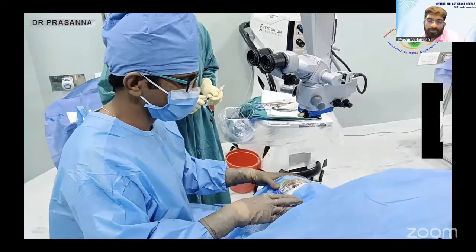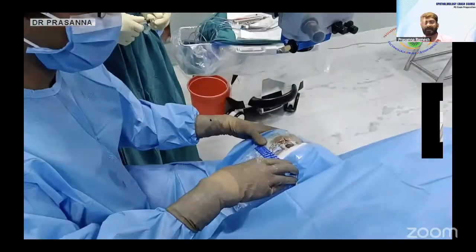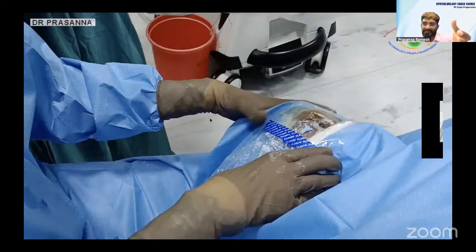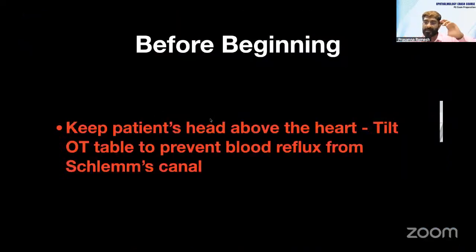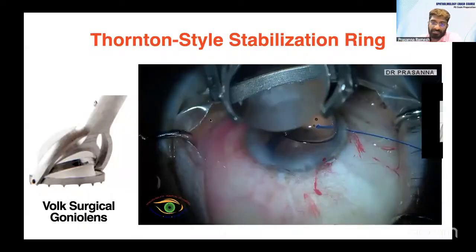And after that, what you do more is you tilt the patient's head away. The microscope is tilted towards you. The patient's head is tilted 35-40 degrees away. Have the head of the patient above the heart to prevent bleeding when you do the procedure, and that's it.